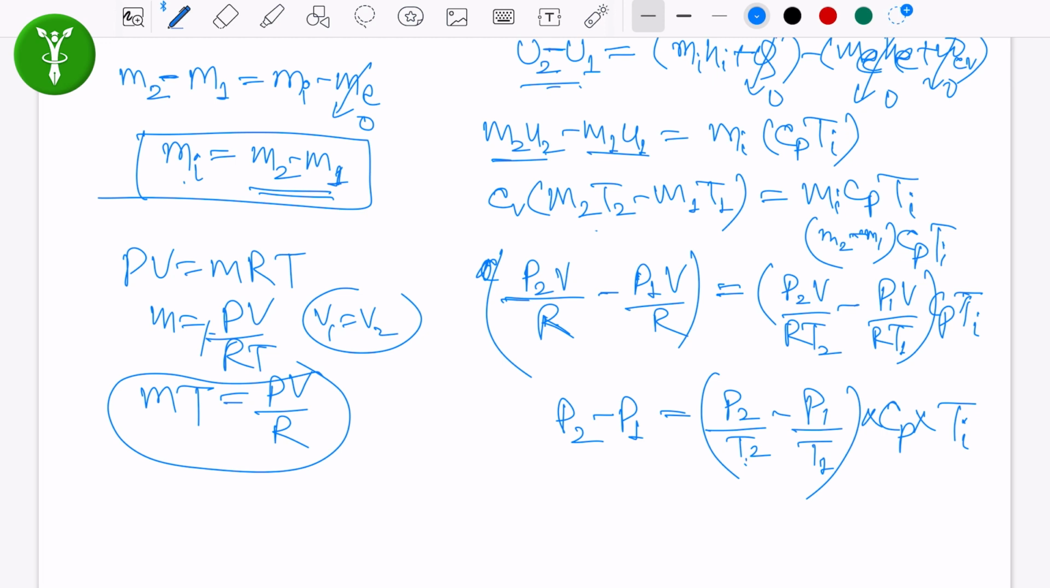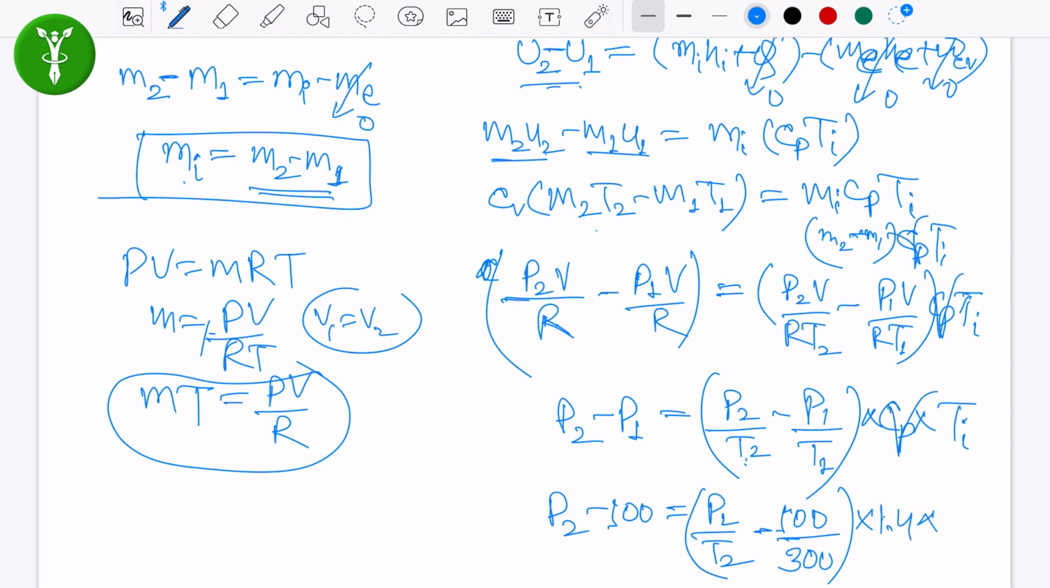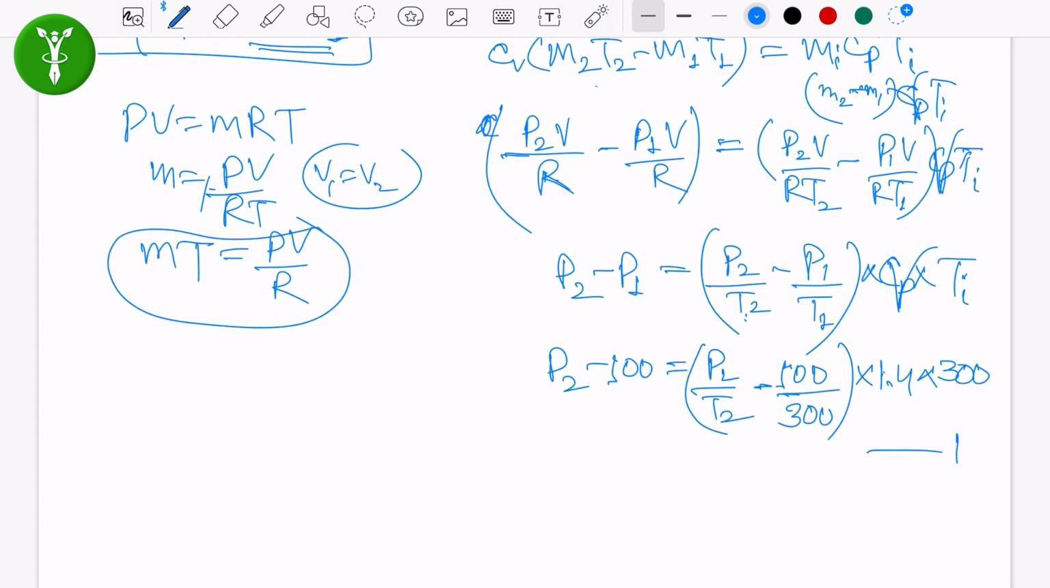And we don't know the pressure because P2 minus P1 is 100 kilopascal. 1 bar means 100 kilopascal. So, P2 by T2 minus P1 by T1. P1 is 100, the initial condition of the tank, and the initial temperature is 100 Kelvin. Cp by Cv will become gamma, which is 1.4. Inlet temperature is 300 Kelvin. So this is our first equation.